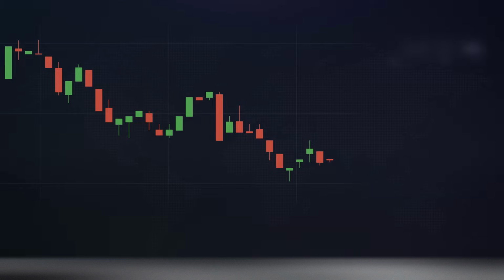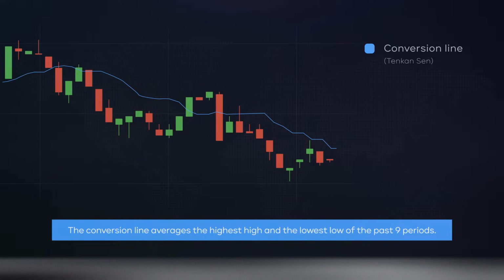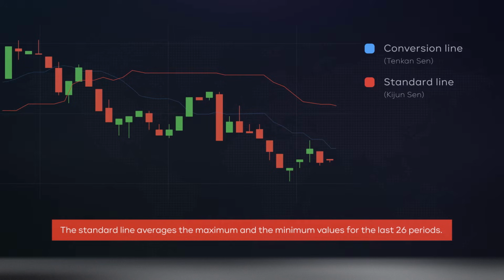The conversion line, originally known as Tenkan-sen, averages the highest high and the lowest low of the past 9 periods. It acts as the fastest moving average. The standard line, originally called Kijun-sen, averages the maximum and the minimum values for the last 26 periods. The standard line, also known as the baseline, acts as a dynamic support and resistance level.